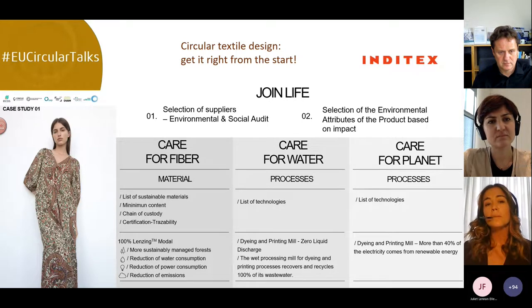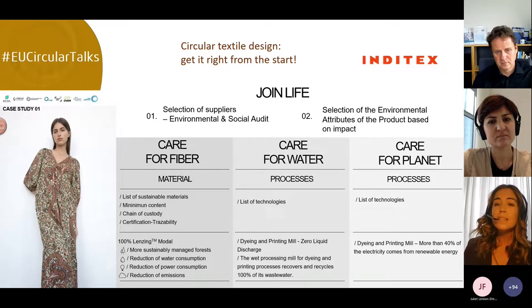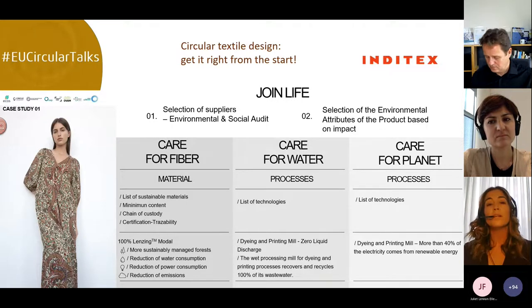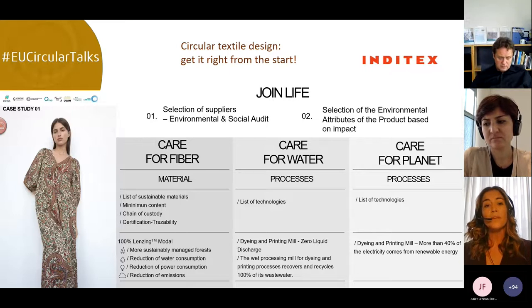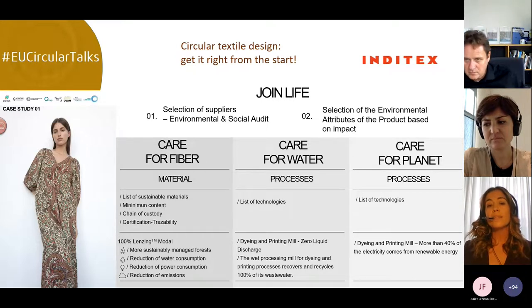In this case, it's 100% Lenzing Modal. With all the certifications, it has been proven to be managed, produced and farmed from sustainably managed forests, really protected ones with a plan of reforestation and everything, and also the fiber has the EU Ecolabel certification, among others. So that's why this is care for fiber.